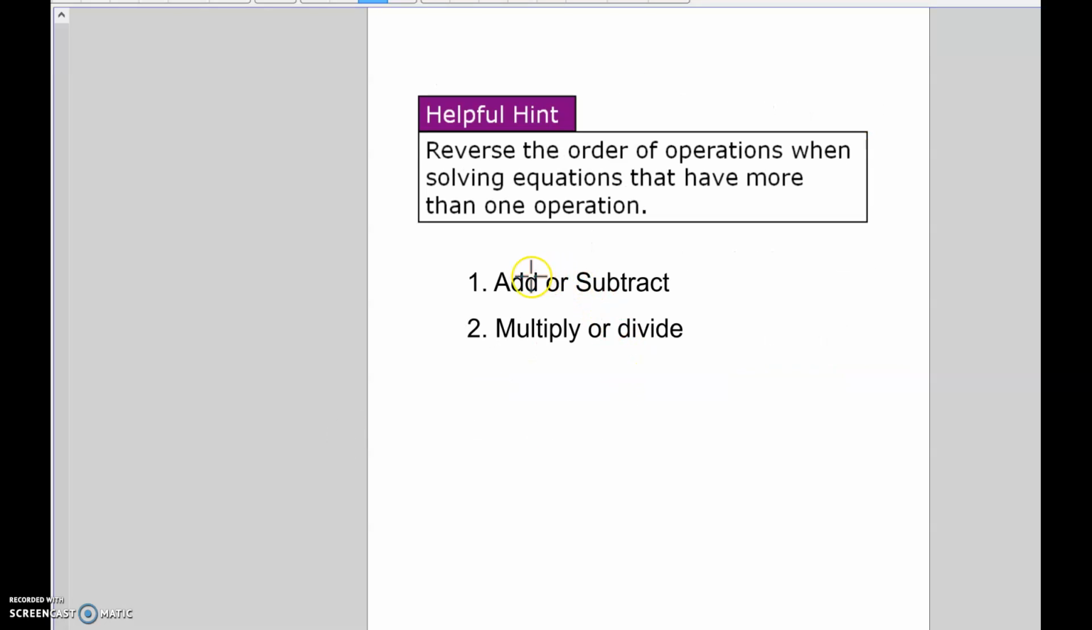Remember that the inverse of addition is subtraction, and the inverse of multiplication is division. Today, for our equations, the first step we're going to do is add or subtract, and the second step will be to multiply or divide, because we're going to undo the equations.